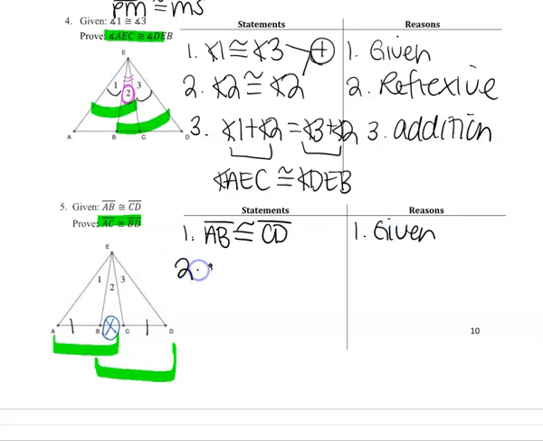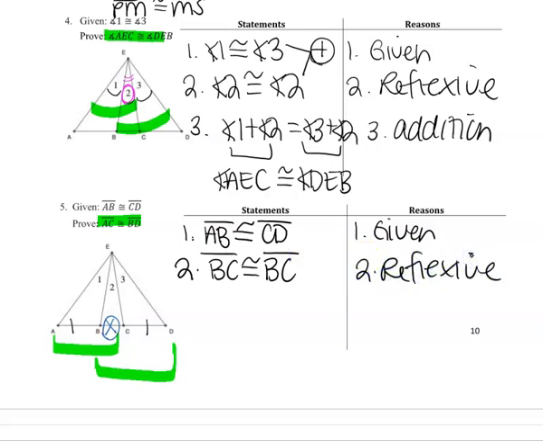All right, so at step 2, I'm going to have to say BC is congruent to BC by the reflexive property. And now that I have the two sets of segments equal that I want to add, I'm going to carry out that addition. So now I'm going to say AB plus BC equals CD plus BC.